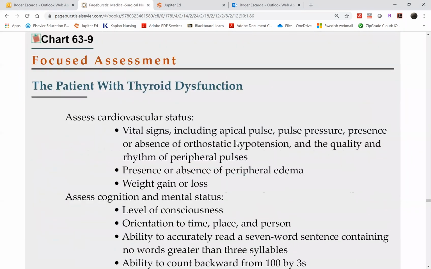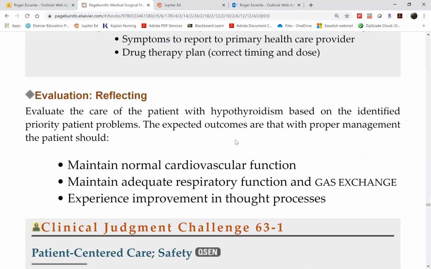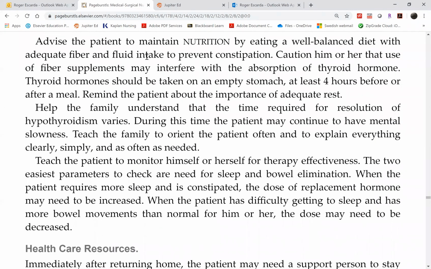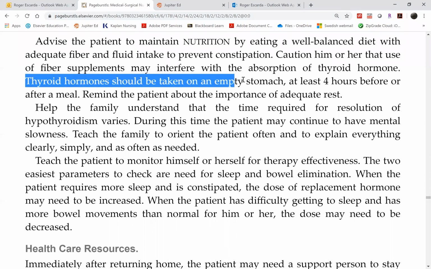Where am I looking for? Oh, right here. So teaching. So read the rest, especially about nutrition and all that. Thyroid hormones should be taken on an empty stomach. It's given once a day. So this should be 30 minutes before breakfast at least.